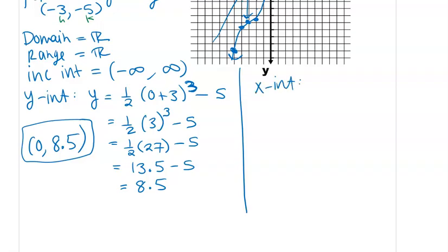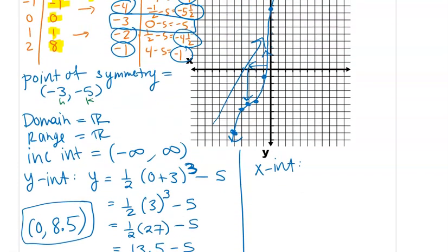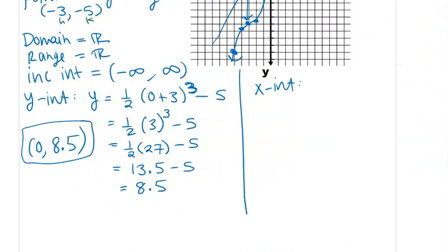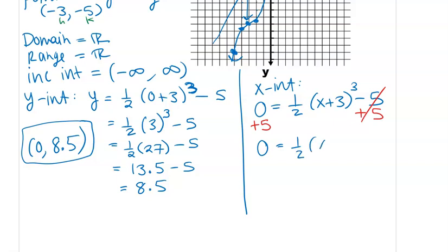For the x-intercept, we're going to do something really similar to what we did with quadratics. So we do have to plug 0 in for y to start, because that's what makes an x-intercept an x-intercept, is if the y value is 0. And then we're going to isolate the cube. Just like when we did this with quadratics, we wanted to isolate the square.